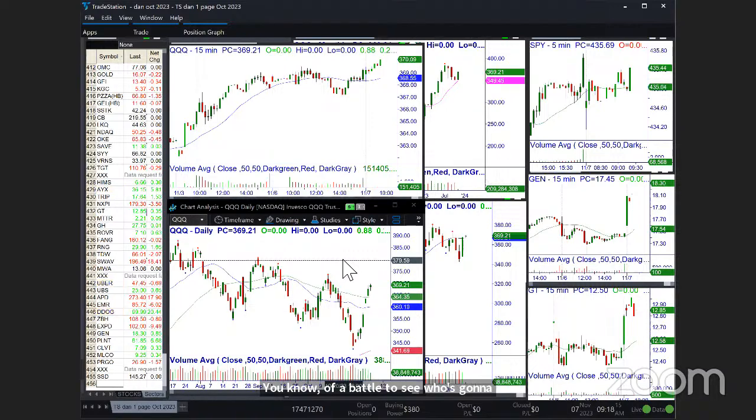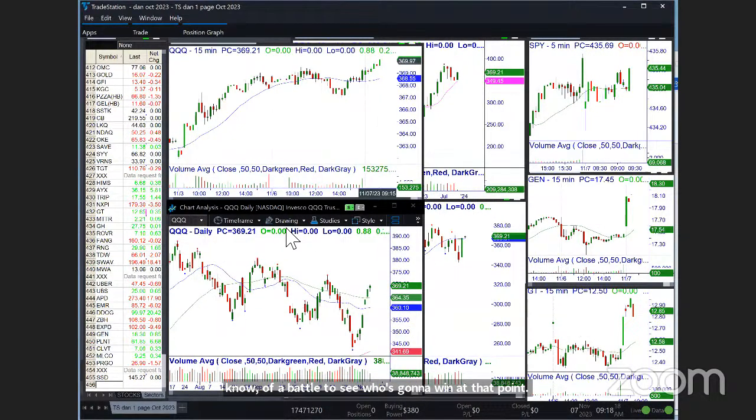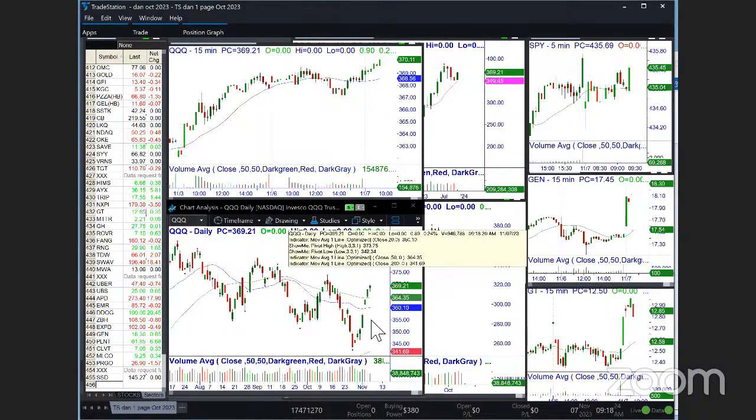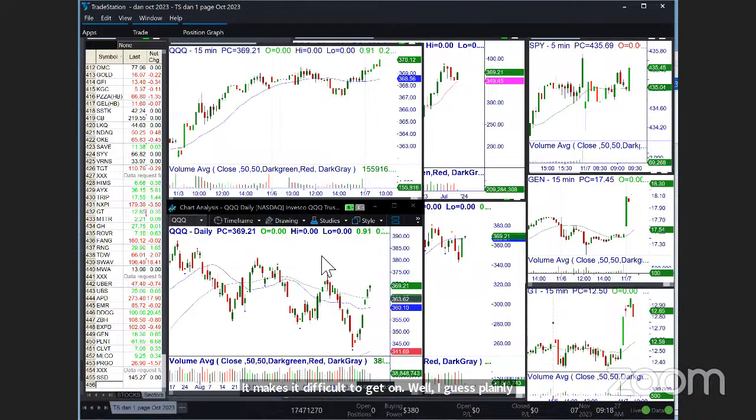Mm-hmm. We got cues here as we're talking, going through the high here. So yeah, we still got to stay bullish. It makes it difficult to get on. Well, I just plainly won't buy a swing pattern that looks like this, but we have plenty of other patterns that are bullish that we will trade.